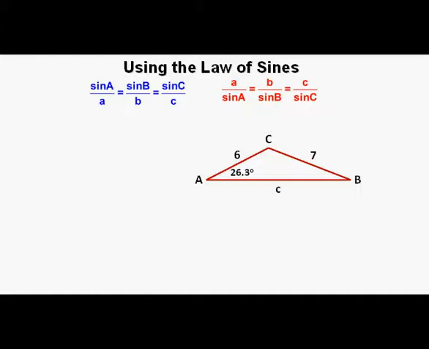This is solving a triangle given 2 sides and an angle. We have angle A measuring 26.3 degrees, side b, which is 6 units in length, and side a, which is 7 units in length.